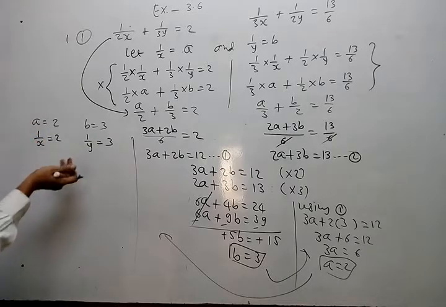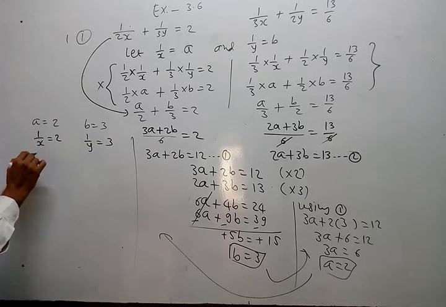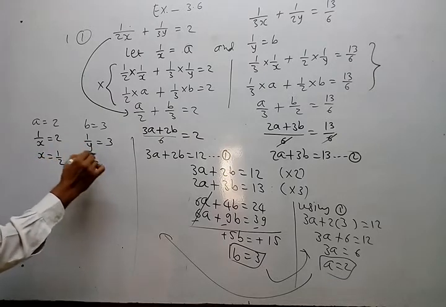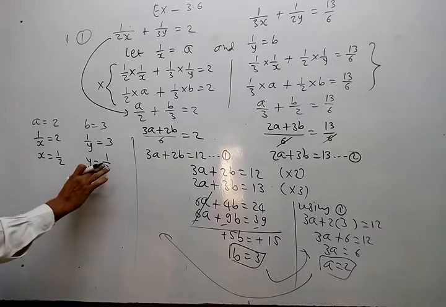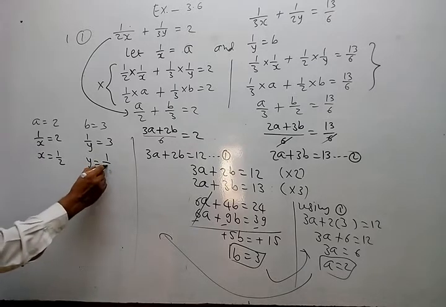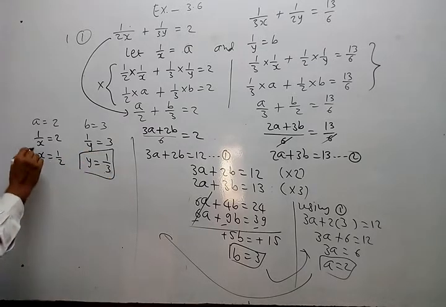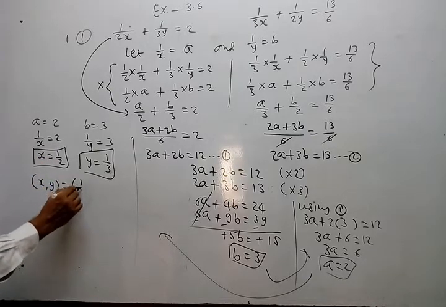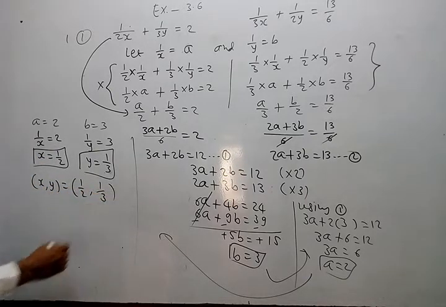Now just take the inverse both ways. So the inverse of this one is x, and this is 1 by 2. Inverse of this and inverse of this, just take the inverse on both sides. So these are our final answers. So x comma y equal to 1 by 2, 1 by 3.